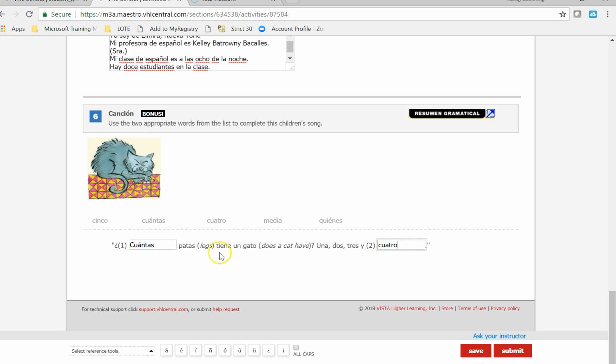Just a little side note, human legs aren't called patas, they're called piernas. Animal legs are called patas. So when you're done, if you start and need to go back and finish later, you can click save, but if you're ready to hand in, you can click submit.